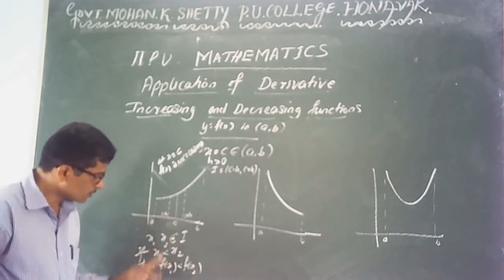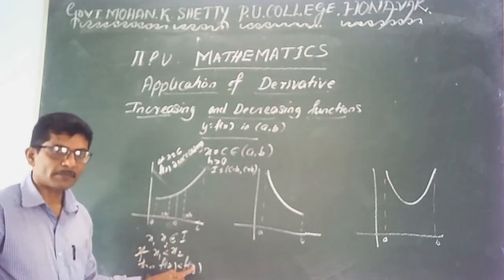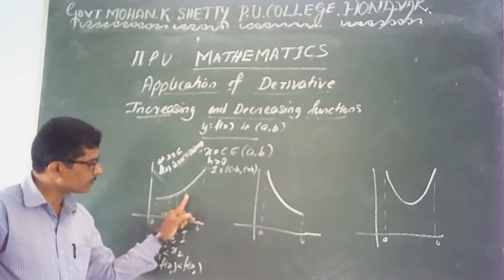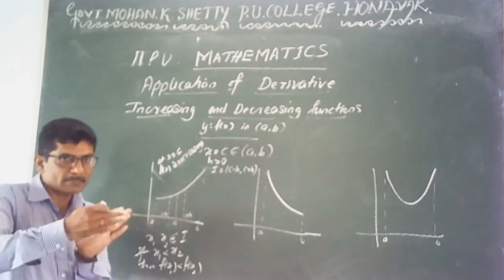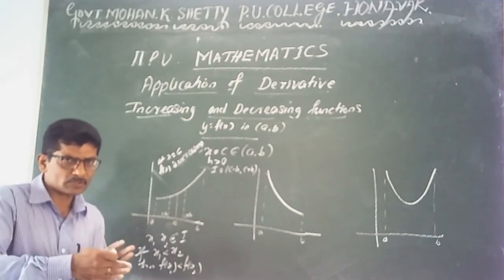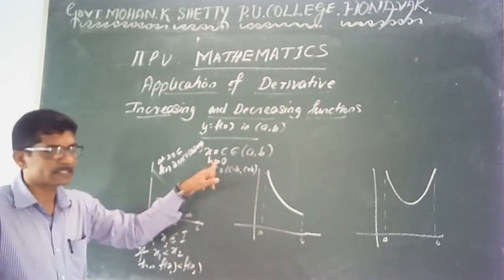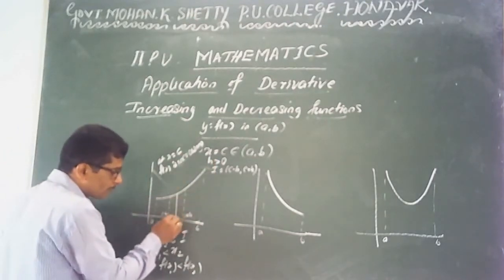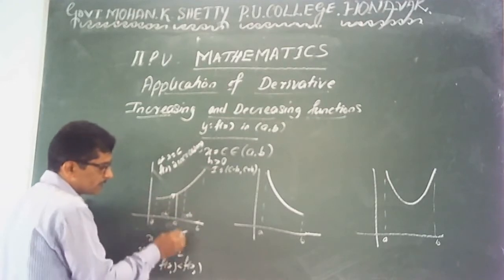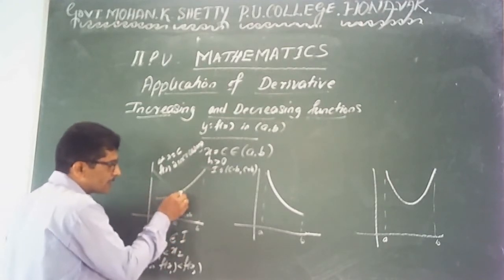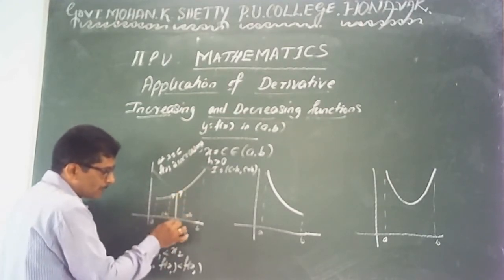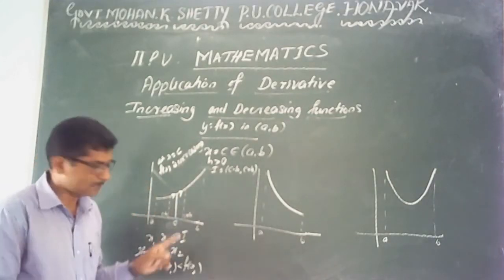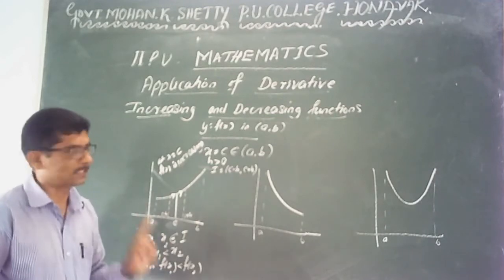x1 less than x2, f of x1 less than f of x2. Again by definition you say it is an increasing function, increasing in the interval c minus h to c plus h. c minus h and c plus h are very close to c, the neighborhood, because h is a small positive quantity. It means on the left-hand side of the point c this function is increasing, and on the right-hand side of c it is increasing. Then you say that at the point x equal to c, the function is increasing.